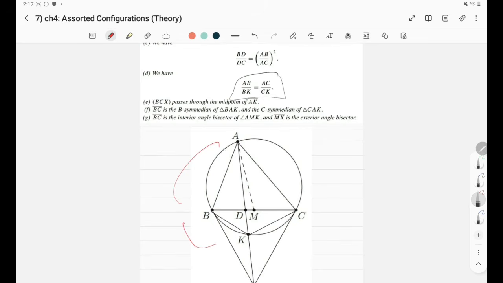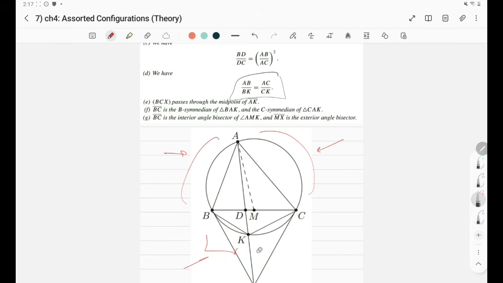AB over BK equals AC over CK. Okay, I want to rearrange this. I want to say AB over AC is equal to BK over CK. It makes more sense this way, because if you focus here, then you'll immediately catch the proof for this one. Why do we have this over this is equal to this over this?